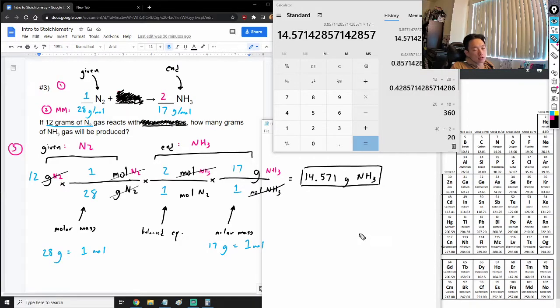And again, just so that we can kind of root this in reality, that means if you have 12 grams of N2 and then you combine it with excess H2, you're going to make 14.571 grams of NH3.